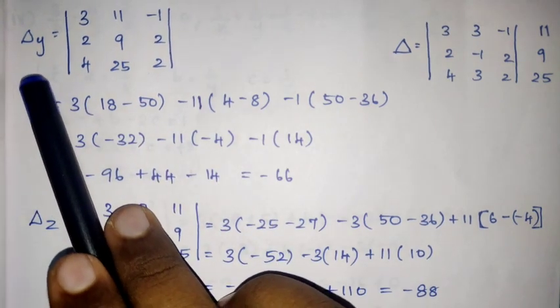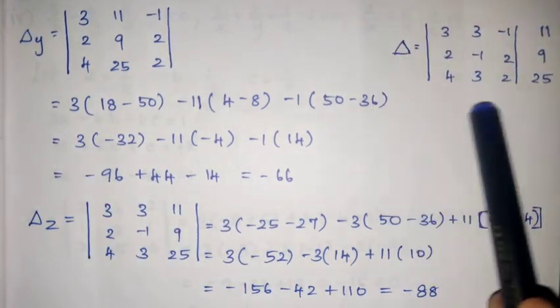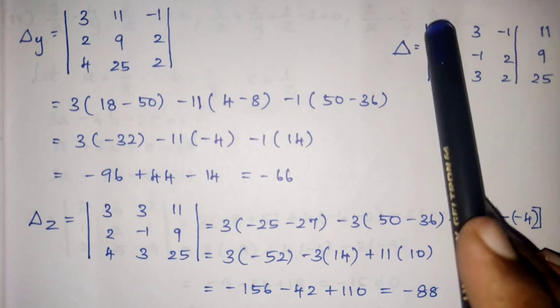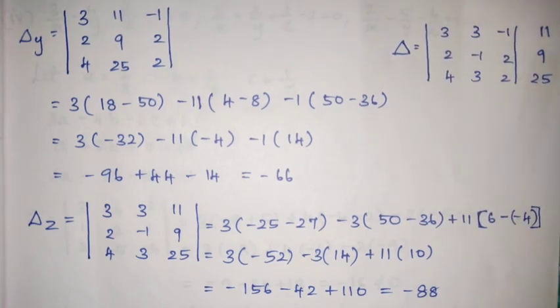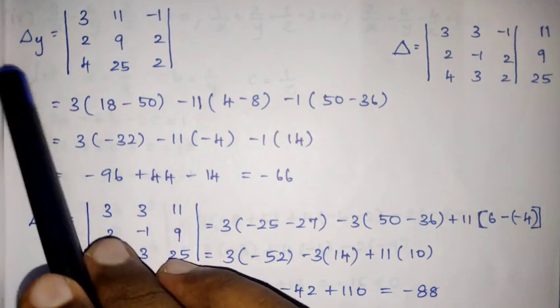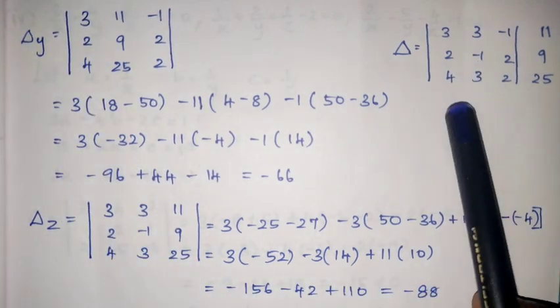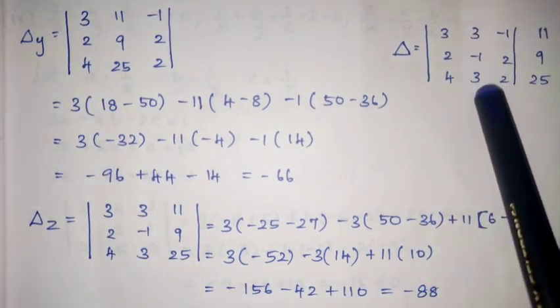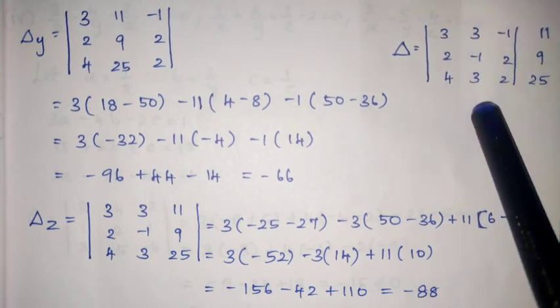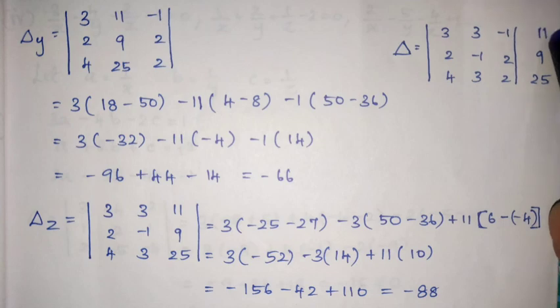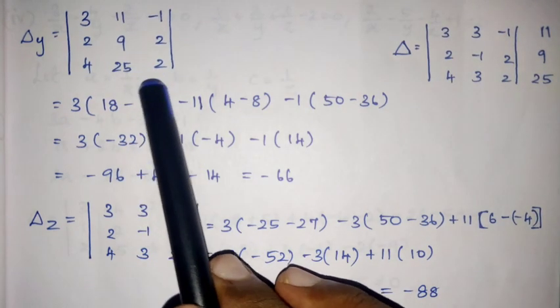Now del y, same procedure. See, for understanding, I have written the del here, coefficient of x, coefficient of y, coefficient of z, and this is the constant term. Okay, so del y, what we have to do, remove the coefficient of y term and replace with this constant term. So the middle column is removed and replaced by 11, 9, 25. So that is this determinant.